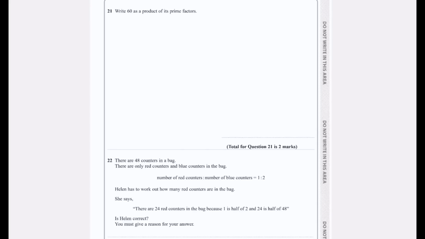Question 21. Write 60 as a product of its prime factors. So we'll start with 60, and then we're going to break it down until we've just got prime numbers left. So we start with what two numbers multiply to make 60. We can use anything apart from 1, because that will leave it the same. So we'll do 2 30s. 2 is a prime number, but we can break 30 down again.